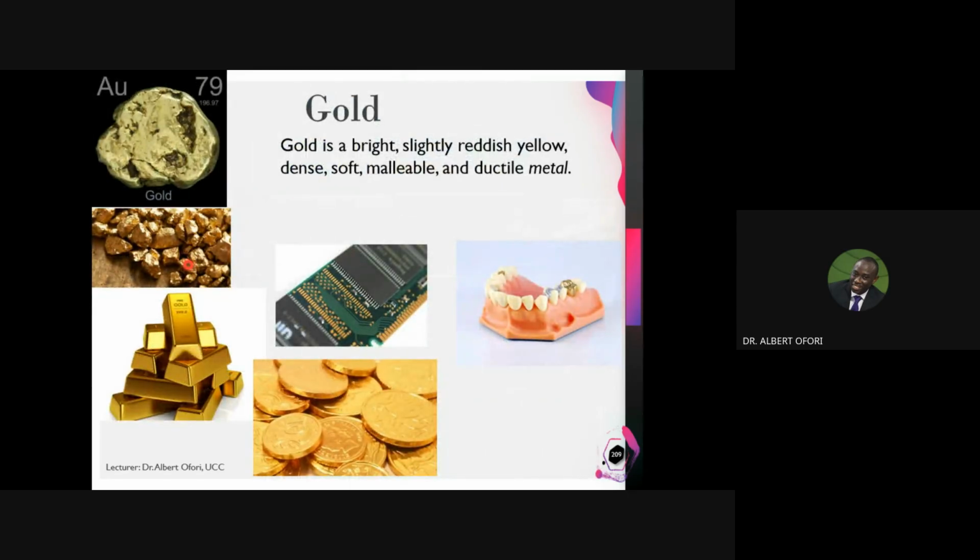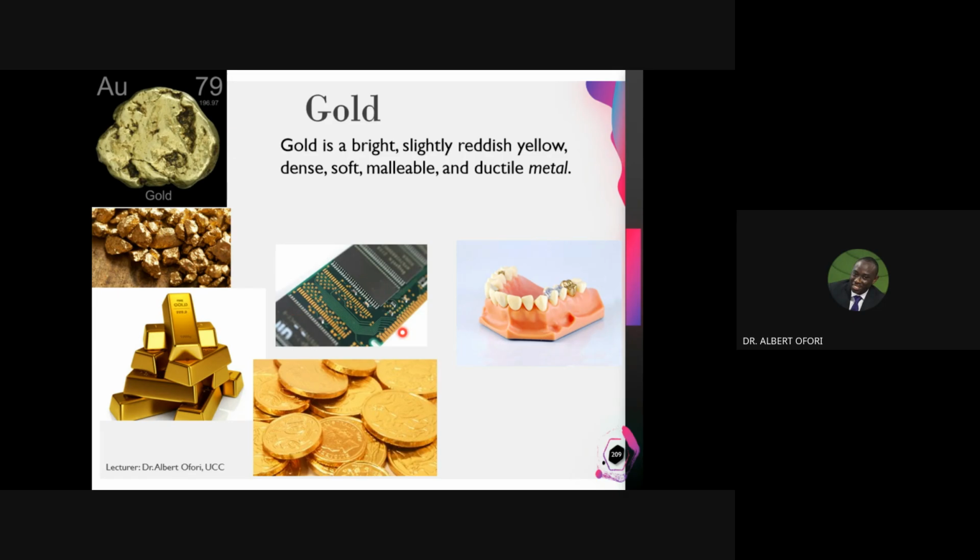Now, the next metal is gold, a very bright yellowish metal, and of course, one of the expensive ones. It also has an old name, aurum. That's why gold has an atomic symbol of Au. It has the old name, and it's quite pure, but we don't find gold in its pure form unless it has been refined over and over and over.